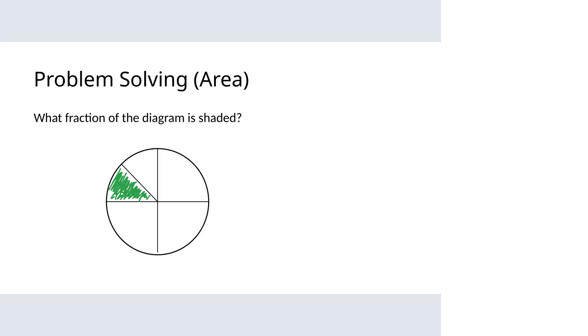1/8? Anybody else have something different? We have 1/8 as a proposal for this one. If we're all good with 1/8, 1/5. All right, so let's see here. When I try to figure out what fraction is shaded, one of the things that matters is how many pieces there are. We've got an agreement on 1/8.